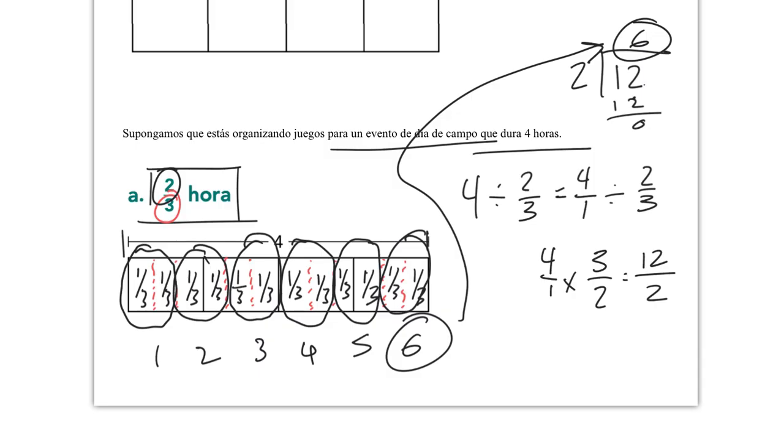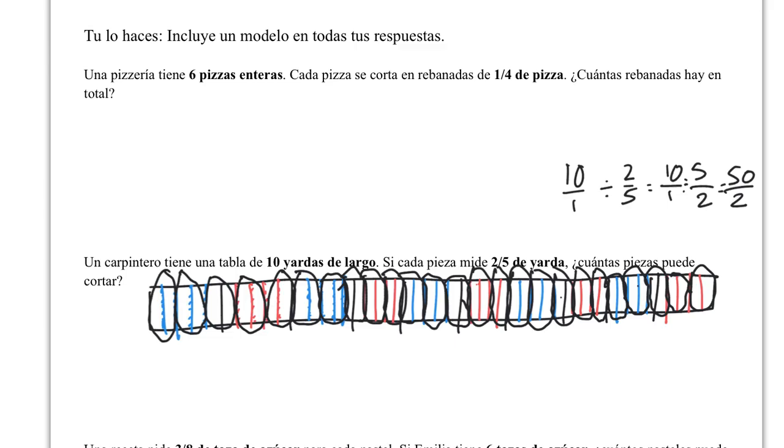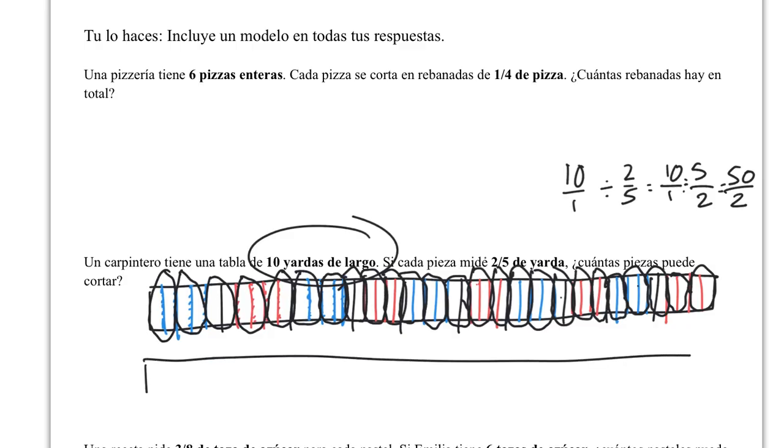All right, let's look at another example. Alrighty, guys, so let's go ahead and look at this example. This one says there is 10 yards, and each piece is 2/5 of a yard. How many pieces can they cut? So all I did, just to save us some time, was draw a big square like this, and then I split it up into 10 pieces.